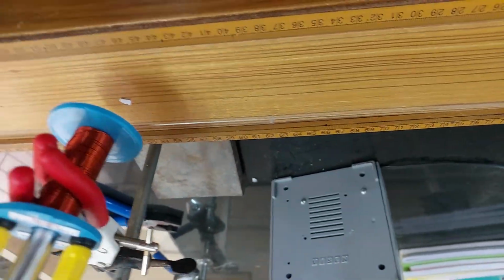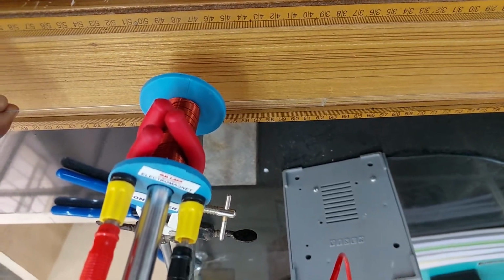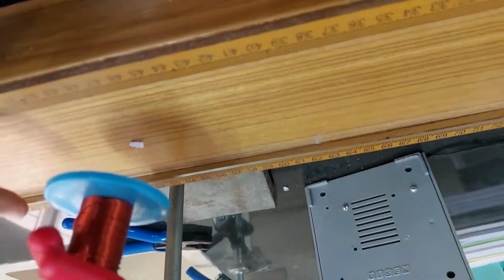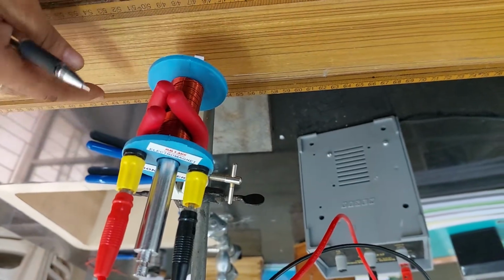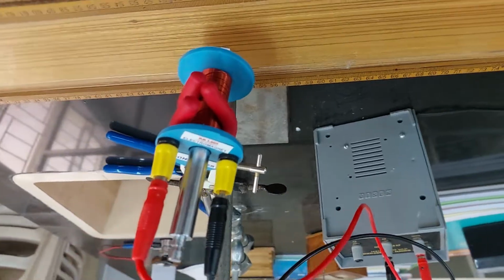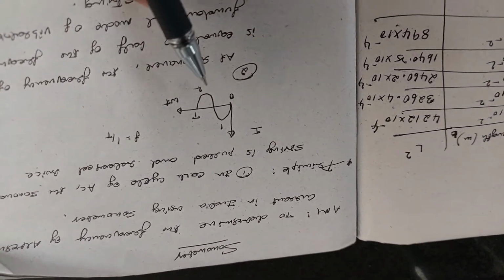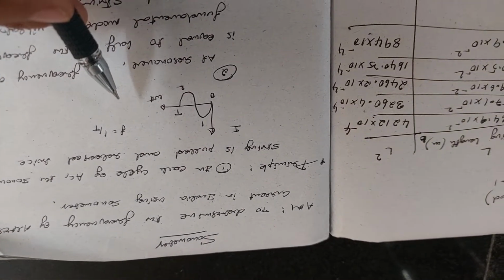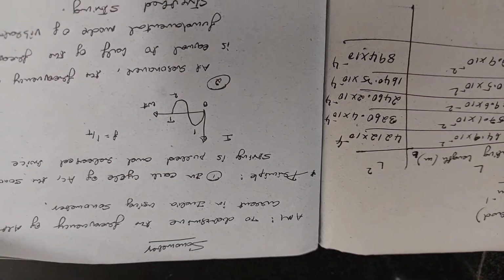So when this top side is the north pole, the sonometer wire will be pulled towards the electromagnet. When the bottom side becomes the north pole, the string will be released or pushed away. So every time the poles flip, the string will also vibrate like this. Now you can see that for a given cycle, since the current changes direction twice, the frequency of flipping of the poles is twice that of the AC frequency.